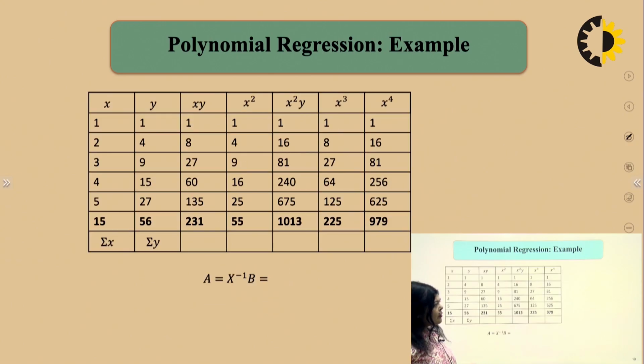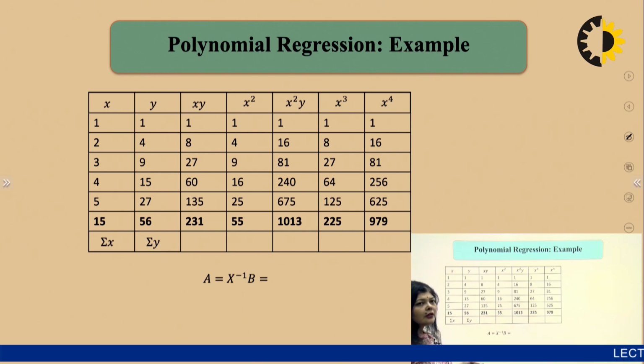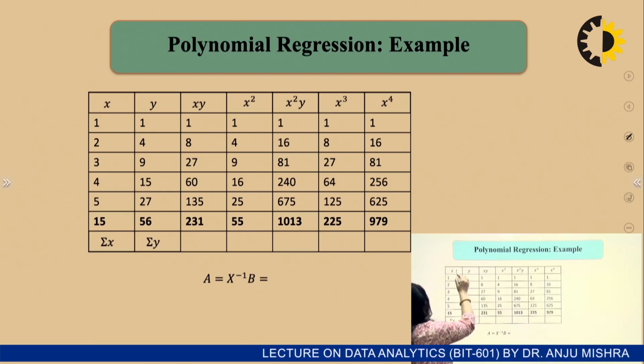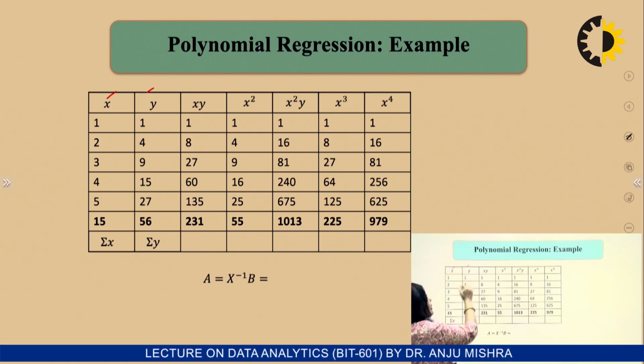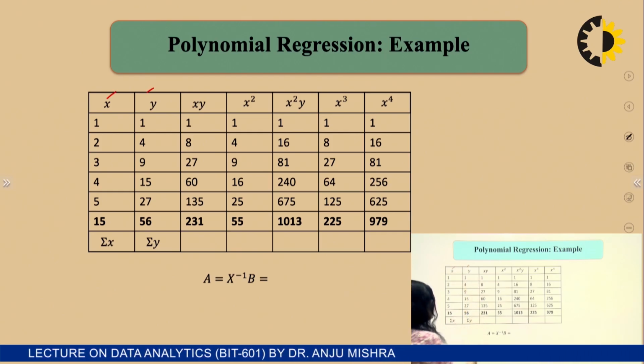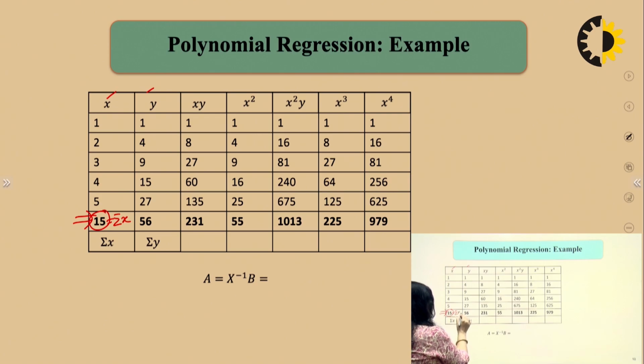Now, how to calculate all these values? We are going to use a tabular method here, and with its help, we can find out the values of the different elements of the x matrix and the b matrix. We have simply written x and y as the first two columns from the data set, and this row is the sum of each particular column. So this 15 is the summation of x. Similarly, this value is the summation of y.